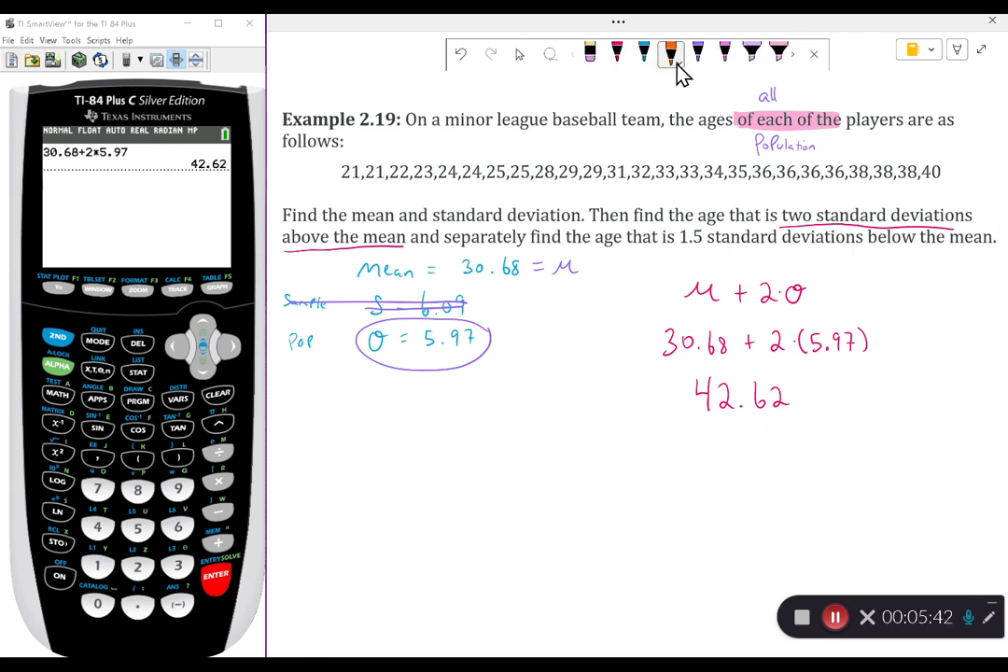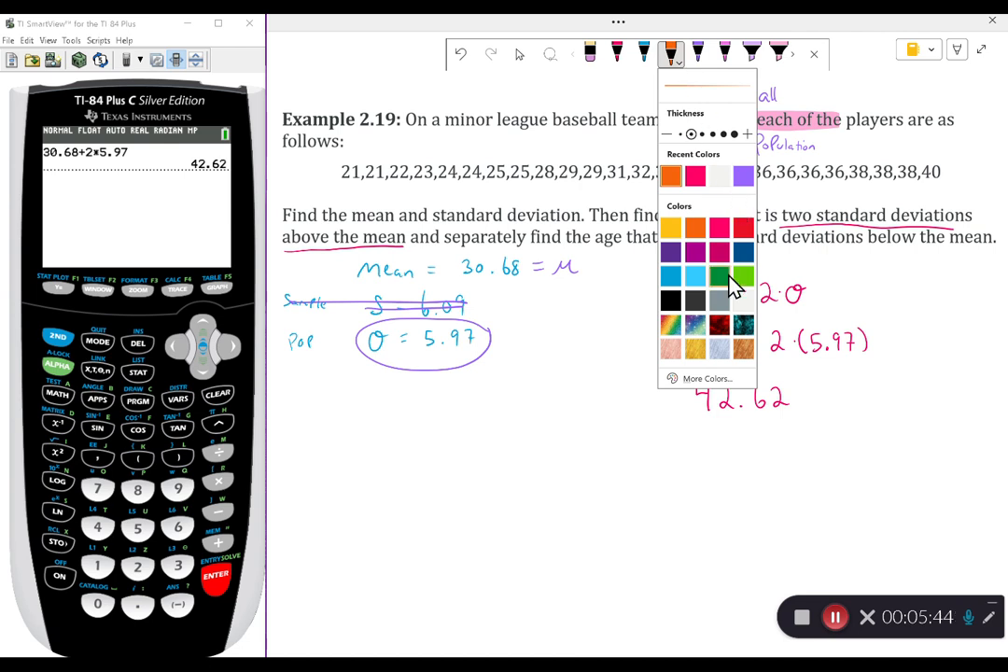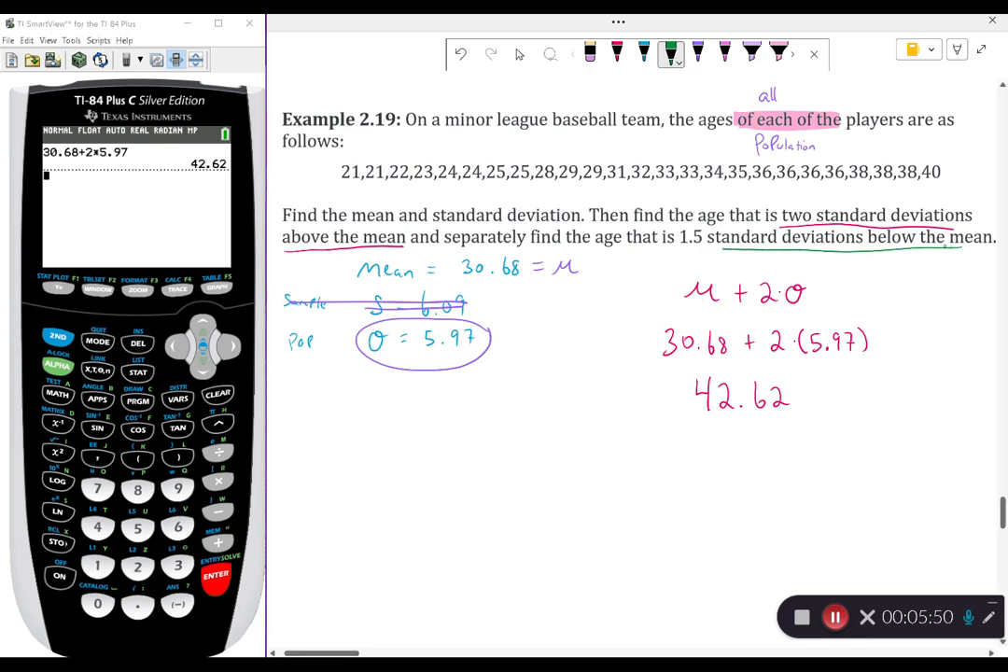And we'll change the color again. Let's go with green for this one. The second thing we want to find is the age that is 1.5 standard deviations below the mean. So to find this age, we will take the population mean and we will subtract 1.5 standard deviations from it. So we'll do the same calculation, 30.68 minus 1.5 times 5.97.